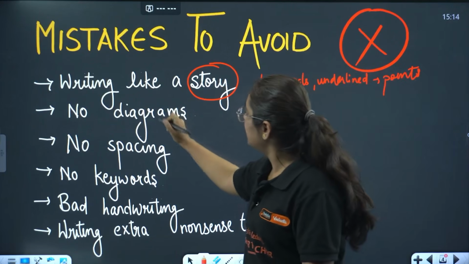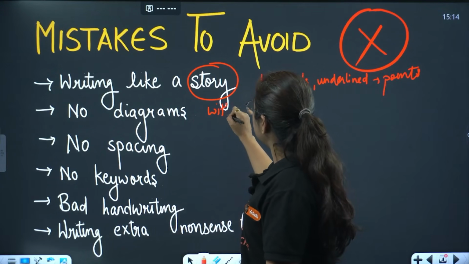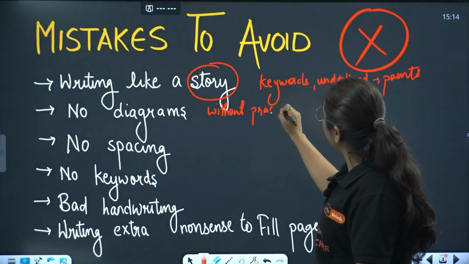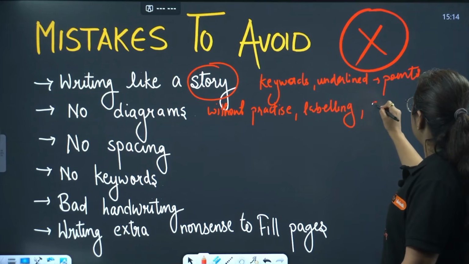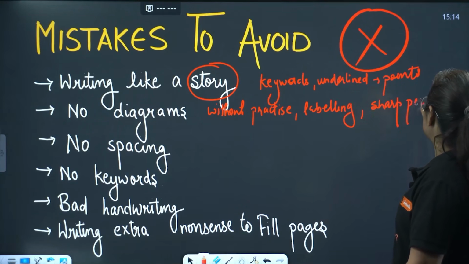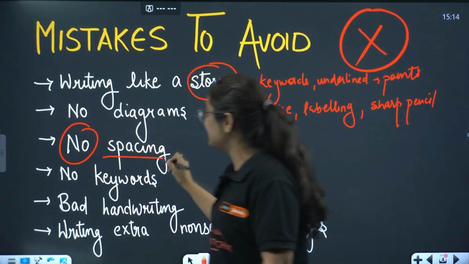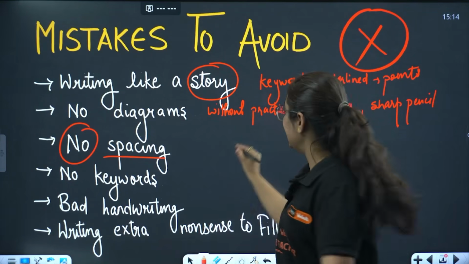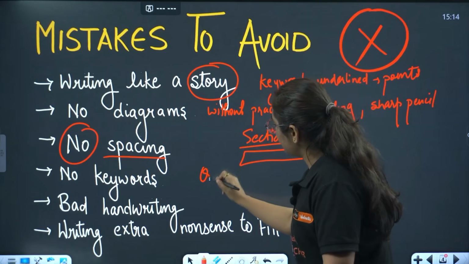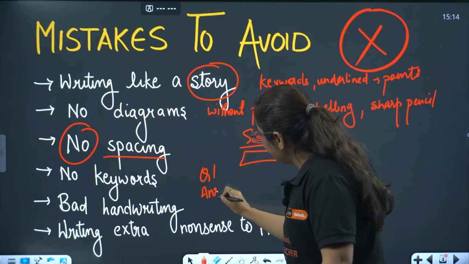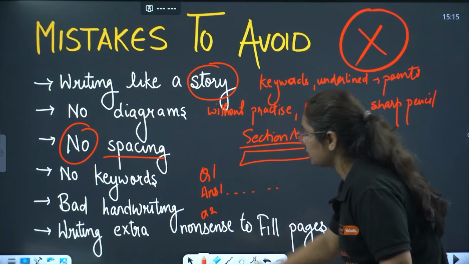No diagrams. Okay, what I have written here is no diagrams without practice, without labeling, and without a sharp pencil. You should use a sharp pencil to make it neat and tidy. Okay, you should not make this mistake, no spacing. You should give the spaces, like if there is section A, leave a line and then answer question number 1. Again, leave a line, answer 1, then write. When you end this answer, leave a line and then write question number 2.